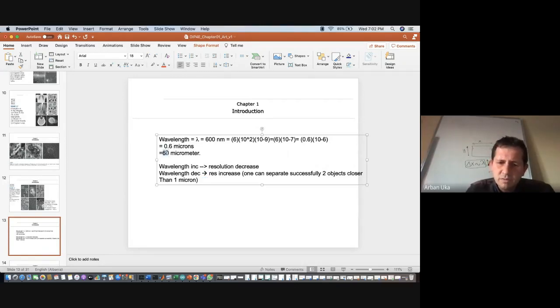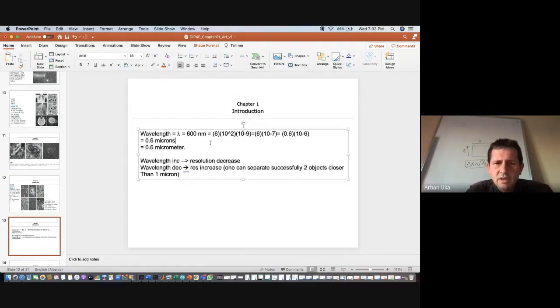There was something wrong even when I was doing this calculation a while ago. It is good that we correct this on time. I should have noticed this much faster. I was a little confused, actually. So the wavelength 600 nanometers means that we have a resolution of 0.6 micrometers. So this is better: microscopes in the optical visible range have a resolution better than 1 micrometer.